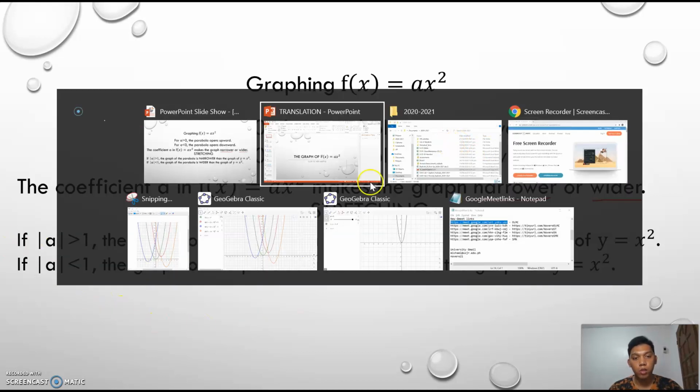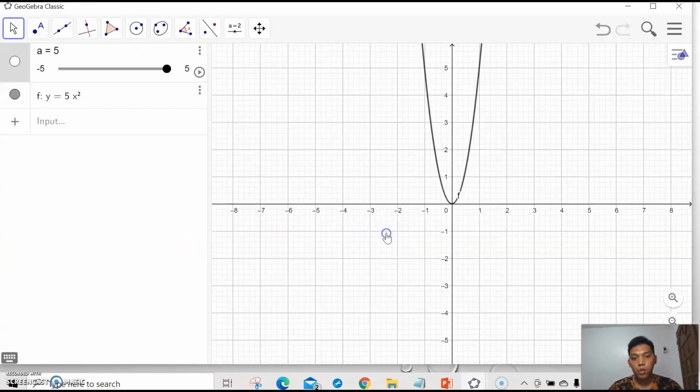So what does it mean? So let's go to this one. So here I have a graph in the GeoGebra.